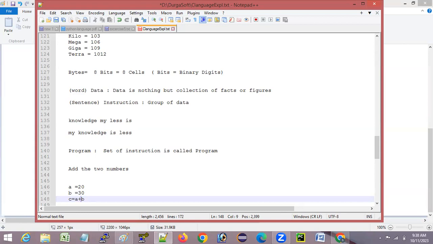Suppose I had used an asterisk, a multiplication symbol, in between. In that sense, your instruction is not correct, because they have assigned you to add the two numbers, whereas you have used the instruction with the multiplication symbol. It means you have made a mistake here. So that's why you are going to get the wrong result.